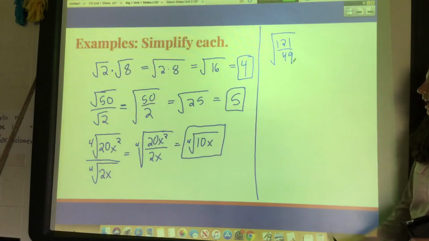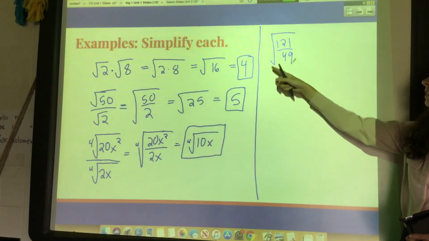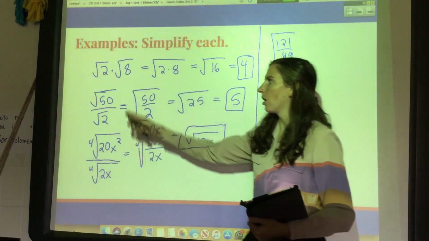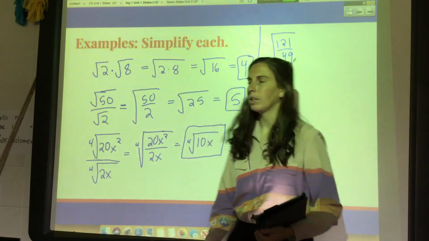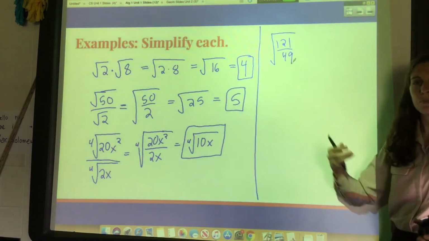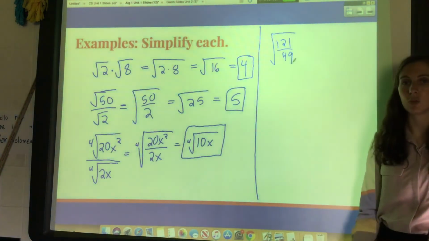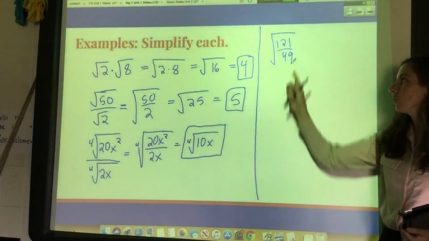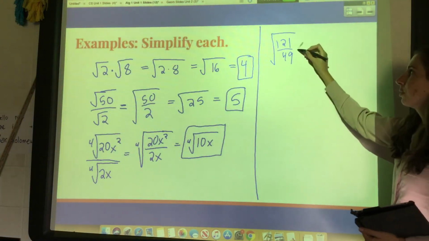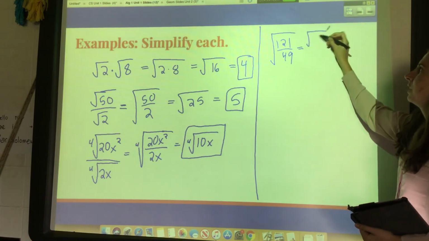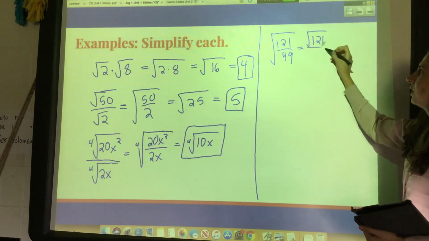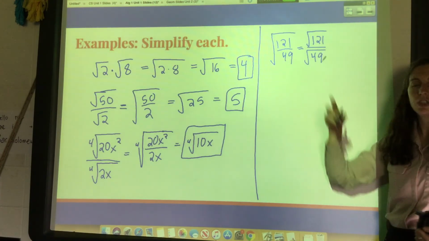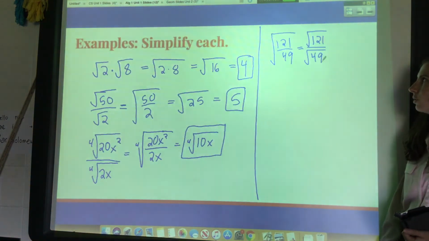On this one, they're actually already combined under the same radical. Over here, we started with all separate stuff, but here it's combined. But I don't know what 121 divided by 49 is, and I'm guessing it's not going to come out even. So this one, it might be helpful to actually break it apart into 2 separate radicals. Since it's just division, I can do that with the quotient rule.